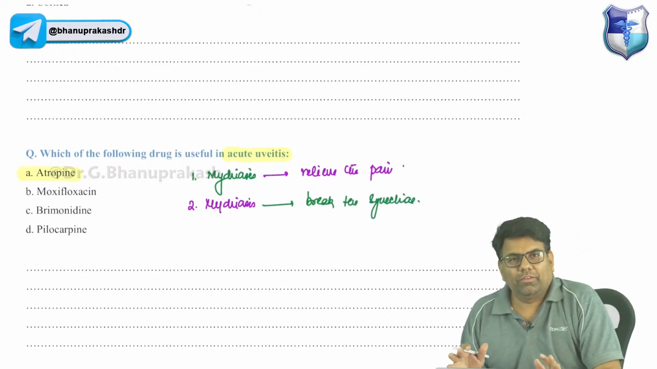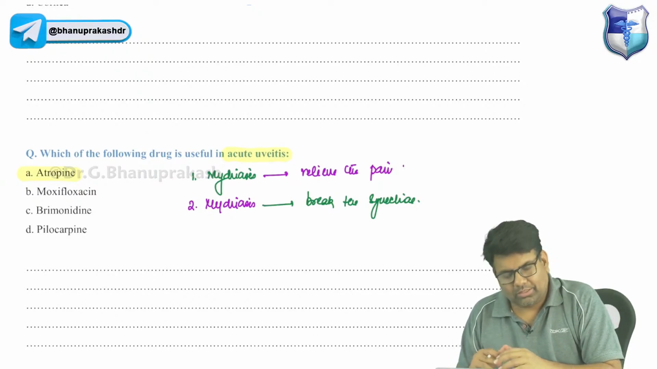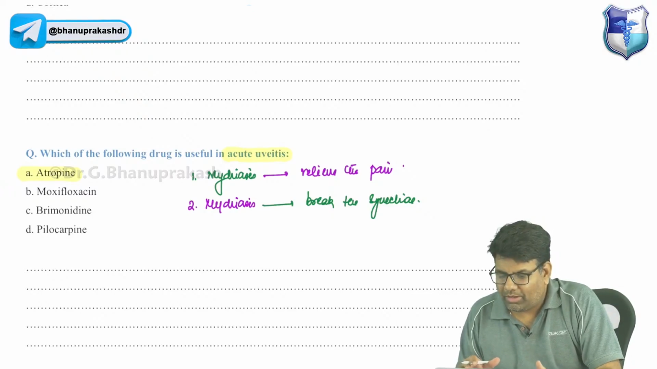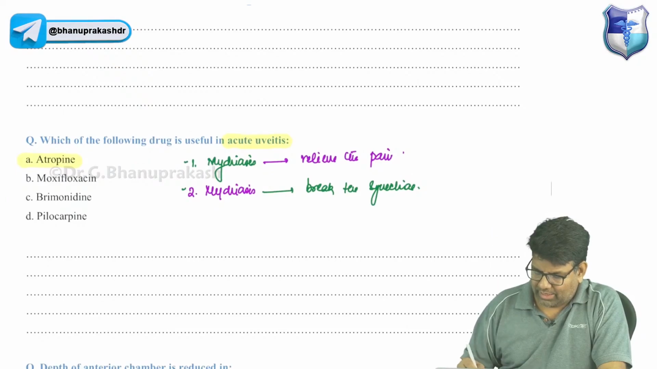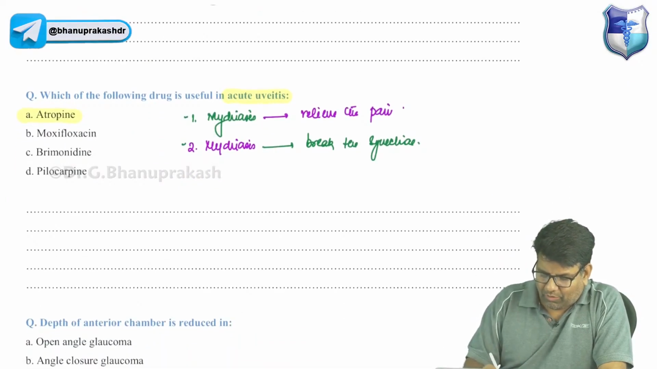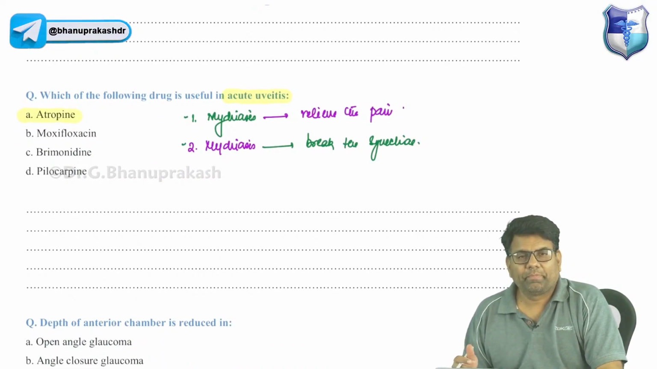Now this is very important. If they are newly formed, then only it can break. If they are a little old or if they are consolidated, this is of no help. Right? Of course. So pain relief and breaking of synechiae. Now what is the site of these synechiae formation? The synechiae form between which structures?